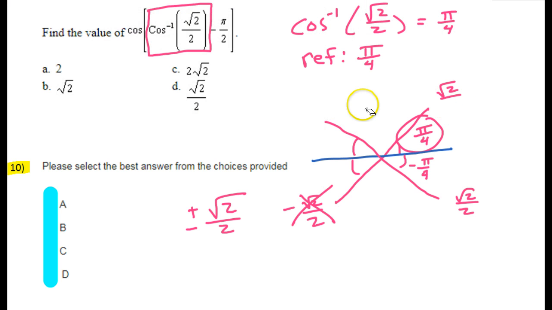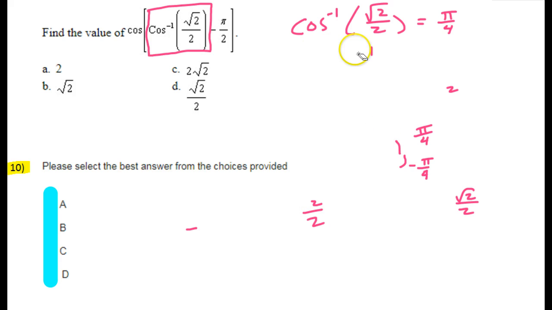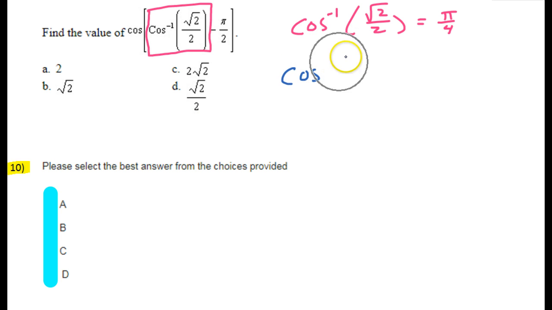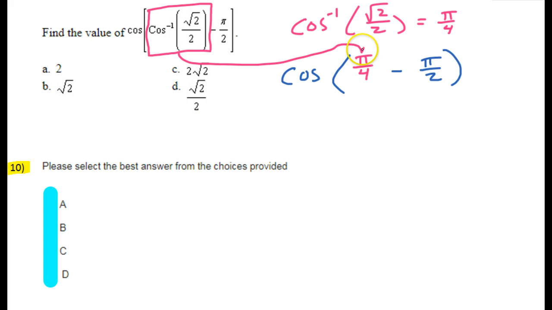So we're halfway done. Okay, so now we found the value of this little portion right here. So now we can go ahead and write the rest of it. So now we have a cosine of, and then we have something minus pi over 2, and that's where the pi over 4 comes in that we just found. All right, so we just turned this into this. So now we have to keep going.